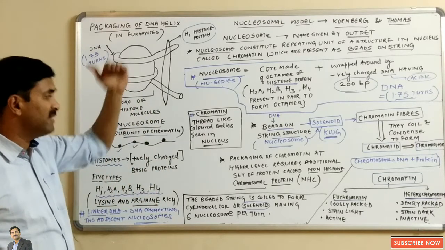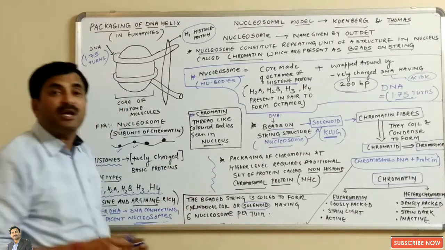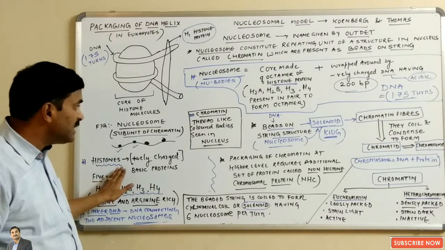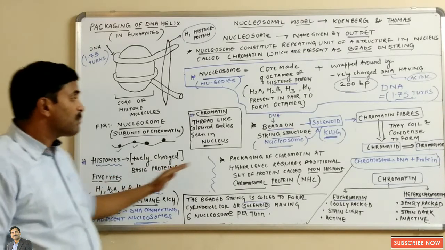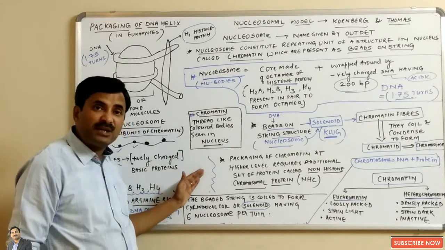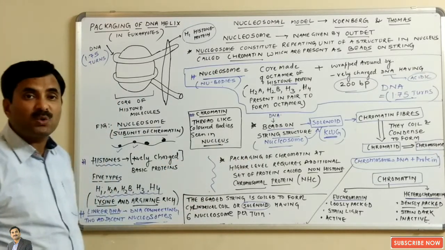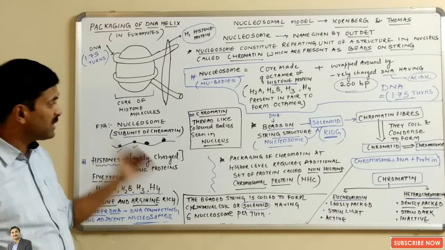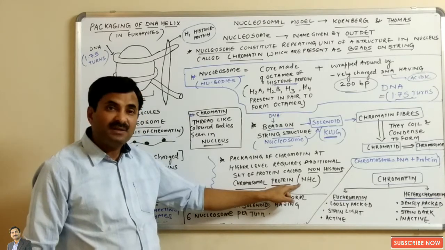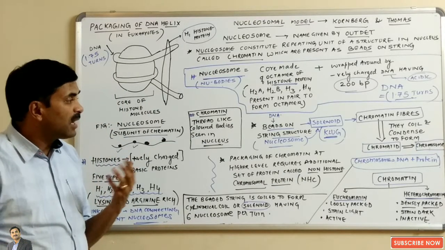Now, if we want to package the chromatin at higher levels, it requires an additional set of proteins. Just now we have used only the histone proteins, which were the basic proteins, but to package the chromatin at higher levels it requires certain additional proteins. These are called non-histone chromosomal proteins, known as NHC.